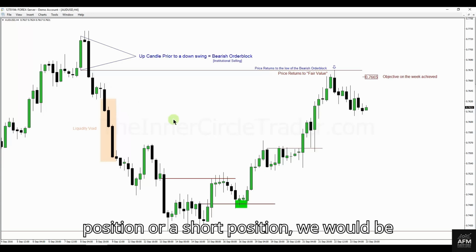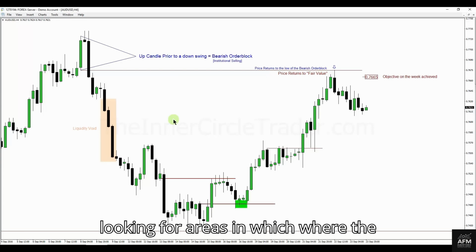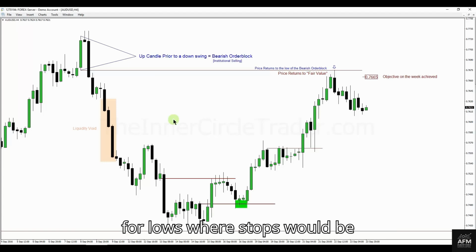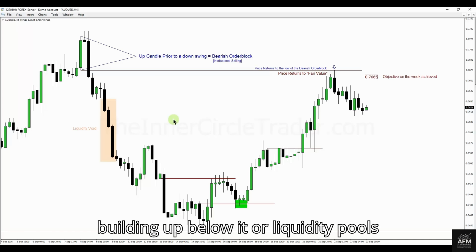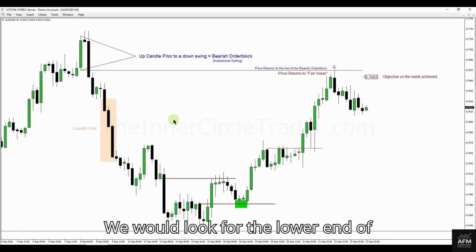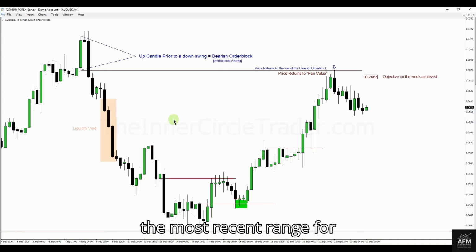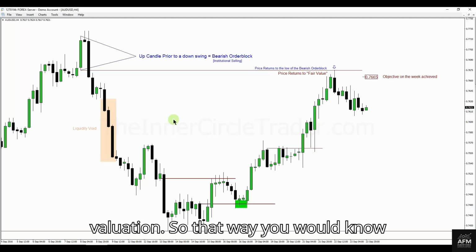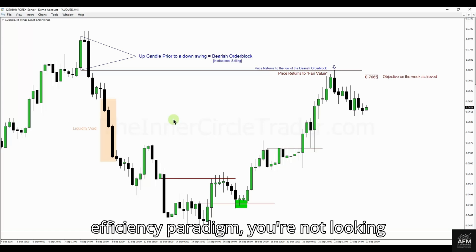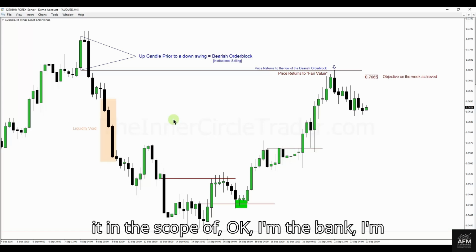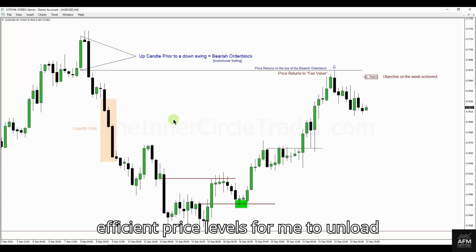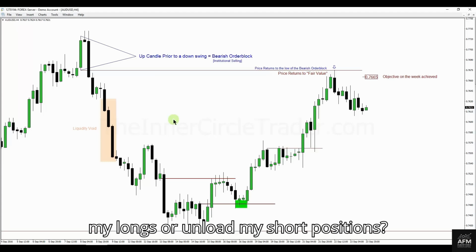If we were looking at a sell position or a short position, we would be looking for areas where the market in the past has moved up a great deal with speed. And we would be looking for lows where stops would be building up below it, or liquidity pools in the form of sell stops. We would look for the lower end of the most recent range for valuation. So that way, by looking at things with that market efficiency paradigm, you're not looking at things like retail. You're looking at it in the scope of, okay, I am the bank, I'm making a book here. Where are the most efficient price levels for me to unload my longs or my short positions?